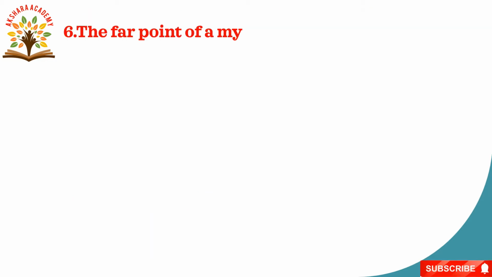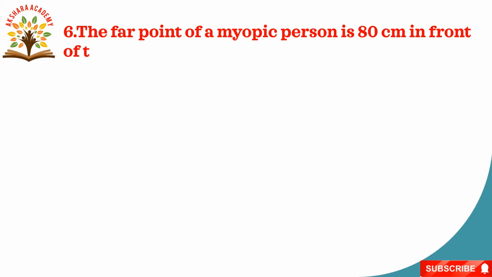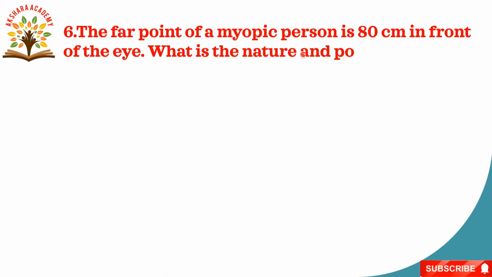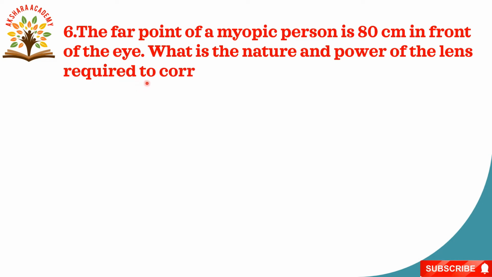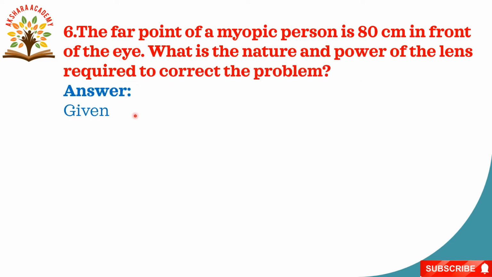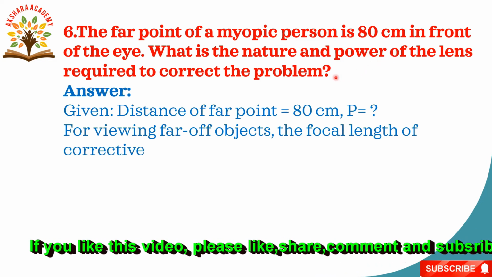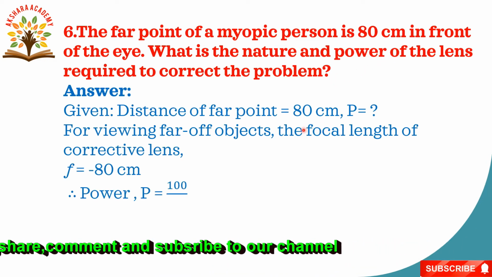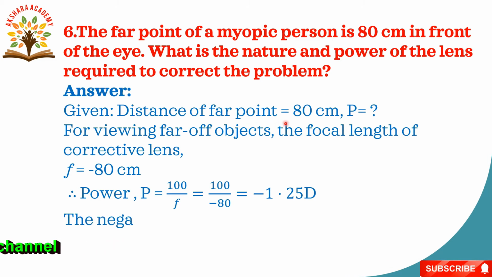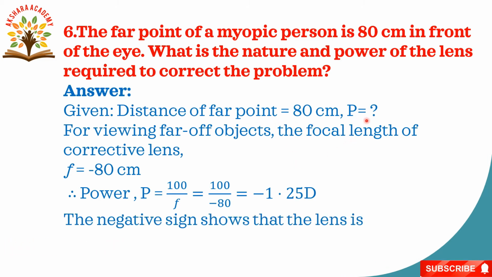The far point of a myopic person is 80 centimeters in front of the eye. What is the nature and power of the lens required to correct the problem? Here they have given the far point of the myopic eye as 80 centimeters. We have to calculate the power. So for viewing far objects, the focal length of the corrective lens f is equal to minus 80 centimeters.